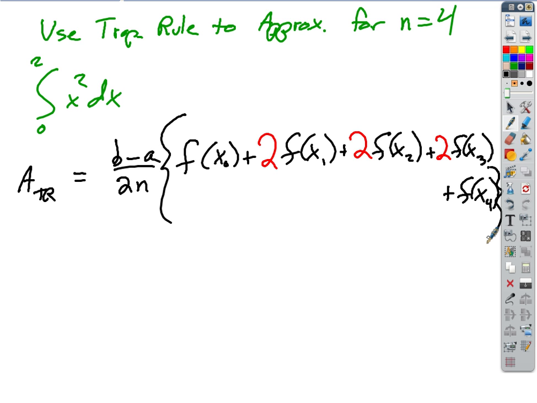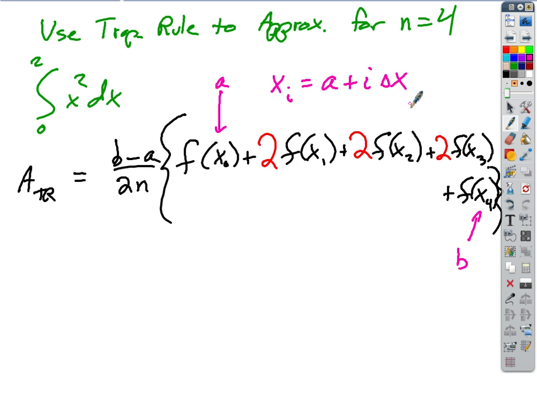So we've got our multiplier b minus a over 2n times f of x sub 0, which is really just f of a, plus 2 times f of x sub 1, plus 2 times f of x sub 2, plus 2 times f of x sub 3, plus f of x sub 4, which is really just f of b, right? To find out what all those interior x sub 1 and x sub 2, etc., are, we know that x sub i is always equal to a plus i delta x, right?